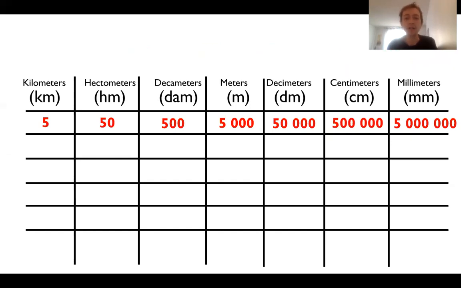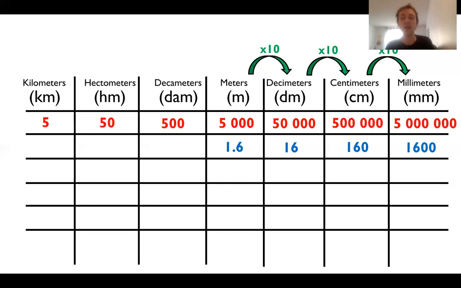Next, let's do this with maybe somebody's height. So you might be, for instance, around 1.6 meters tall. If you want to know how tall you are in decimeters, same thing. We multiply by 10. In other words, you just move the decimal over. So if you're 1.6 meters tall, you're 16 decimeters tall. You are 160 centimeters tall, and you're 1,600 millimeters tall. Again, just multiplying by 10 for every jump to the right.